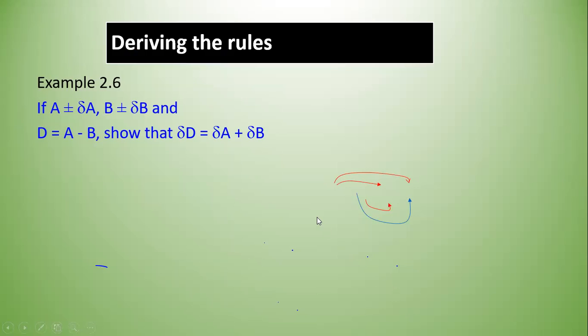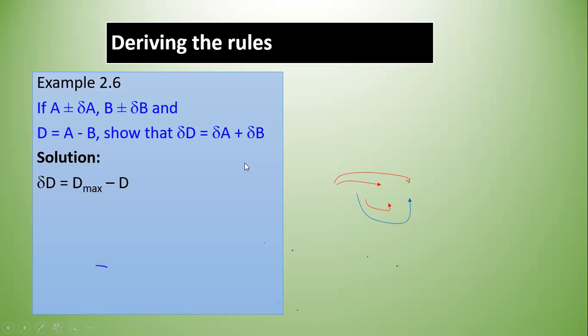Okay, we can derive the rules. Right? You can use the elementary method to calculate, or you can use the rule. Example: A has uncertainty delta A, B has uncertainty delta B. We want D equals A minus B. D is the difference between A and B. And then we want to show that delta D is delta A plus delta B. Solution, same. We take the largest value, or we can take D minus the smallest value, whichever you prefer.